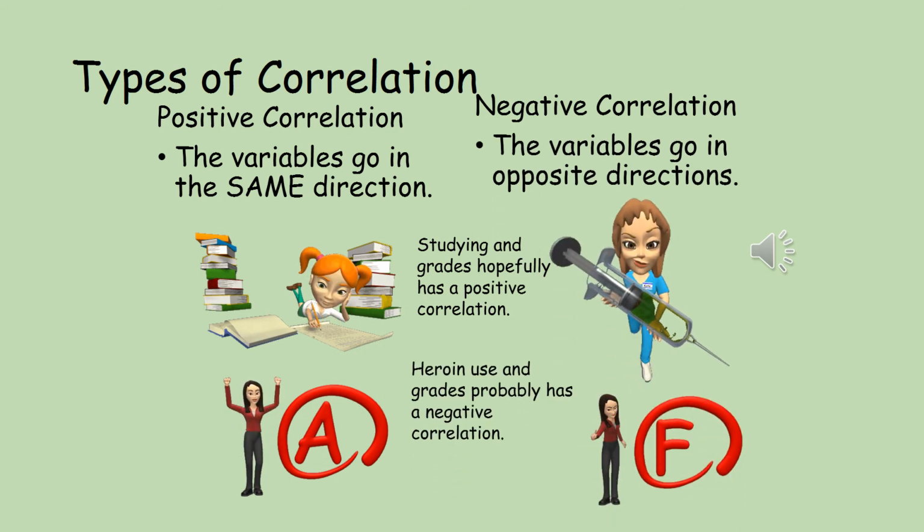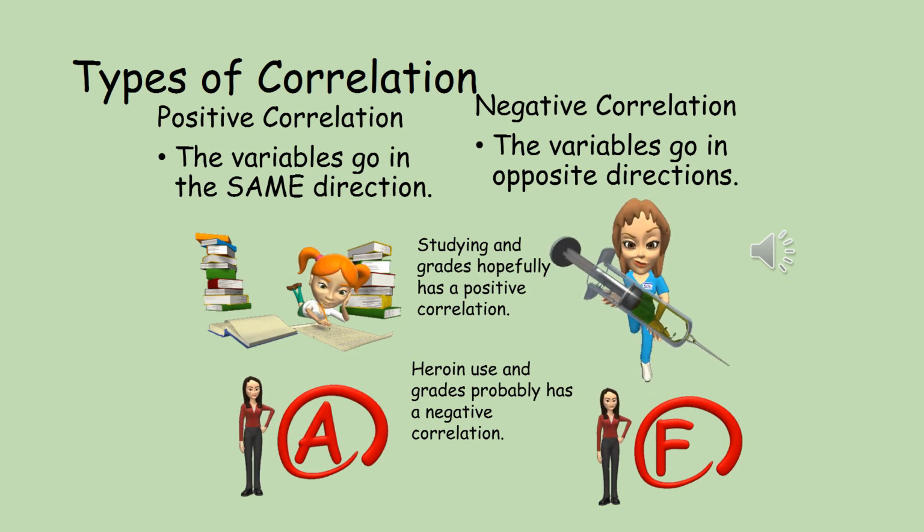A few different types of correlation. First of all, positive correlation. That means the variables rise and fall together or go in the same direction. If one variable increases, the other increases also. If one decreases, so does the other. And as I said, a lot of correlational studies are based on surveys.